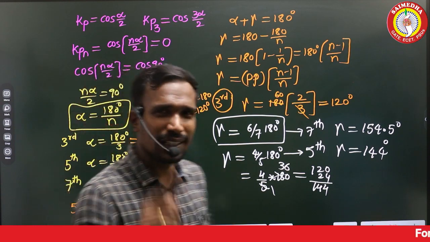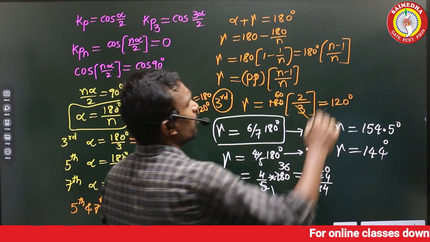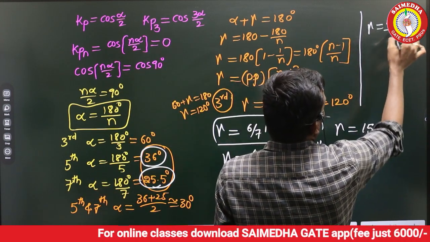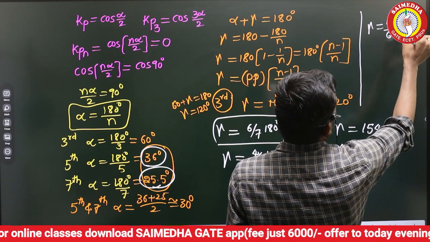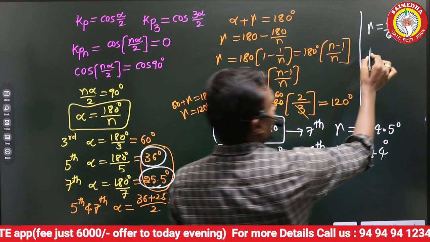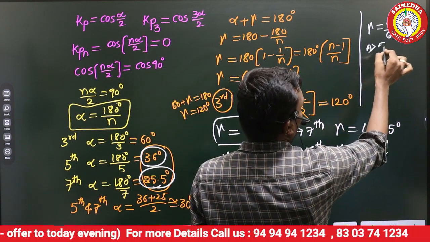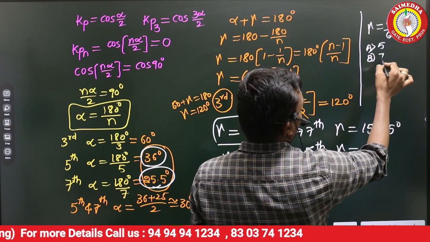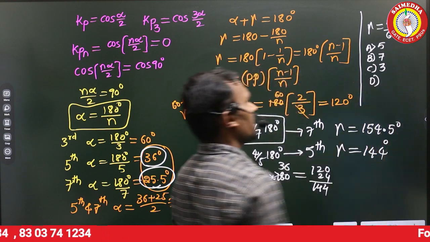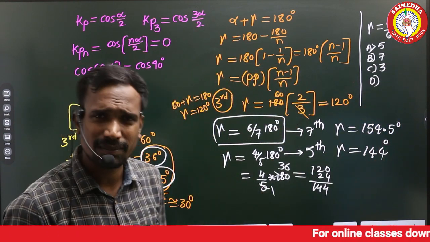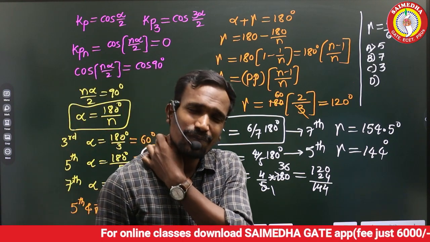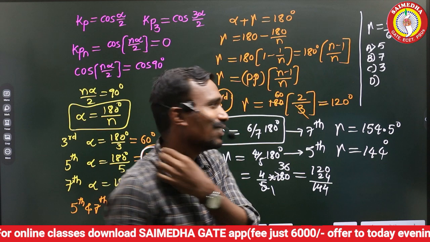So finally, I will give you one question. Can you tell me, if my coil span is 5 by 6th of the full pitch, then which order harmonics are eliminated? Option A, 5th order harmonics. Option B, 7th order harmonics. Option C, 3rd order harmonics, or any other. Can you tell me which is the correct answer? If it is option D, what is that answer? Tell me.